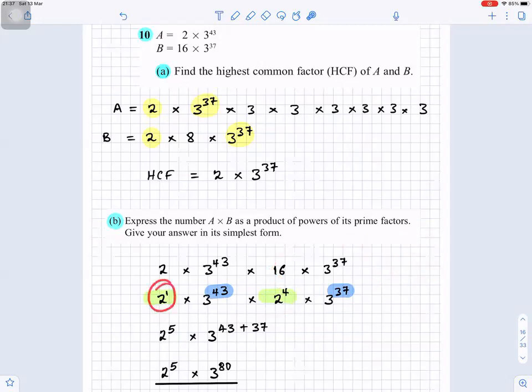So there's 2 to the power 1 and 2 to the power 4. The base is the same, so we add the powers. 1 plus 4 is 5. So we get 2 to the power 5. 3 and 3 is the same base, so we add the powers. 43 plus 37 gives you 80. So it's 2 to the power 5 times 3 to the power 80. Because it's powers of prime factors, this prime number is 2, the prime number is 3, and it's a power of 5 there and a power of 80 there.